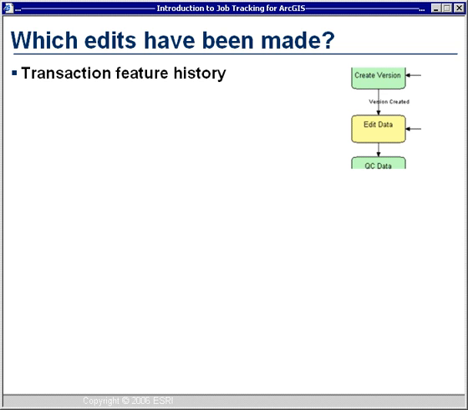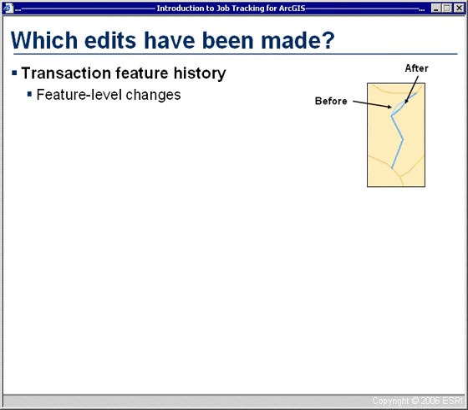JTX also records what's called transaction feature history. This is a documentation of the edits that have been made to the data. Transactions can be defined as feature-level changes in the geodatabase. For example, if we modified a road and posted those changes, JTX would record a transaction indicating what the road looked like before and after the edit.